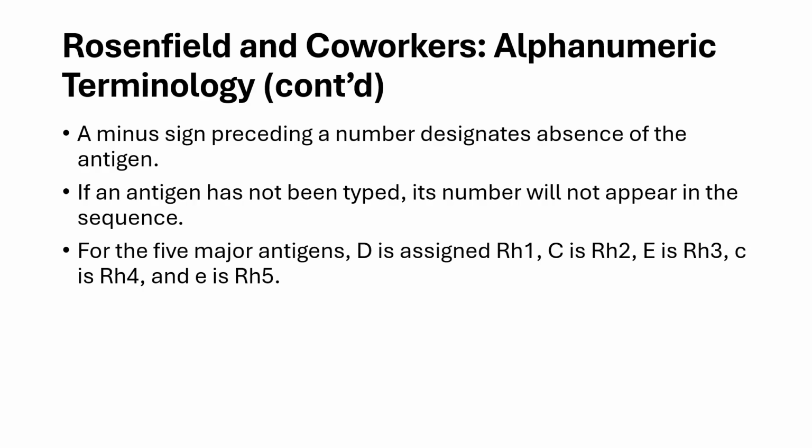If there's a minus sign before a number, it indicates the absence of that antigen. Antigens that are not typed are not included in the sequence. So for example, a phenotype showing presence of big D and absence of big C, big E, and little e would be written as Rh: 1, -2, -3, -4, -5.